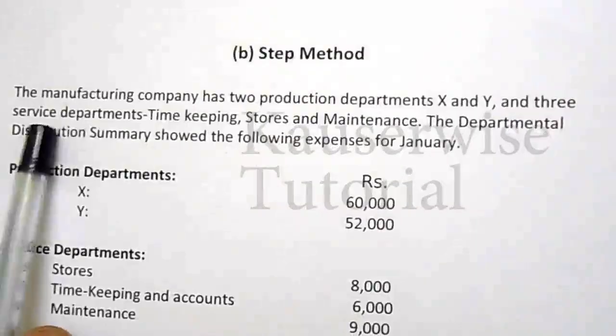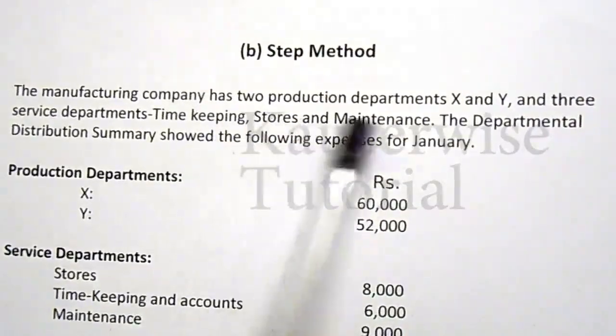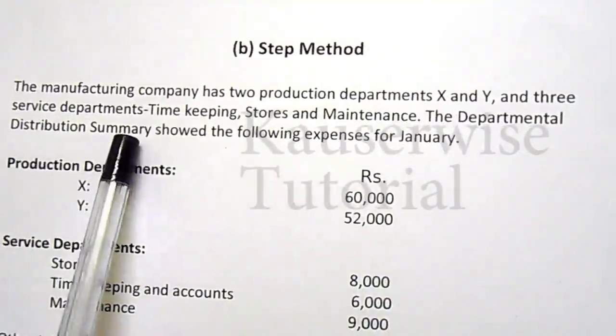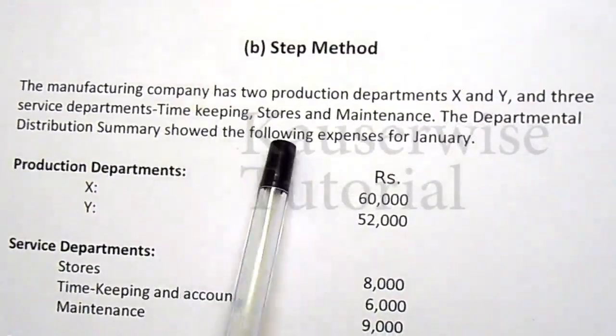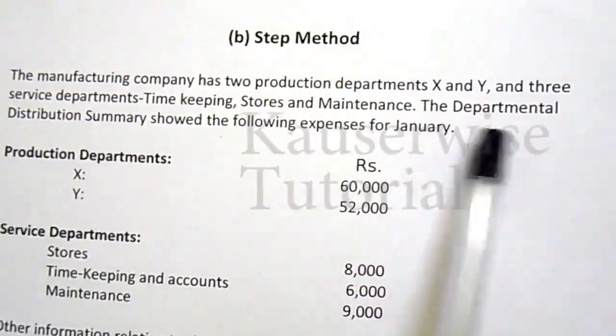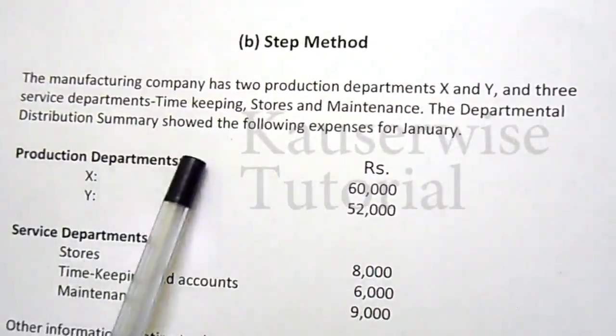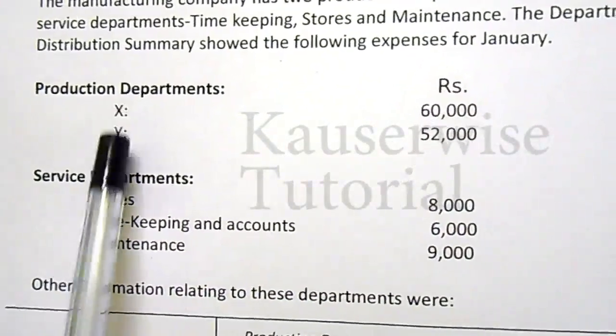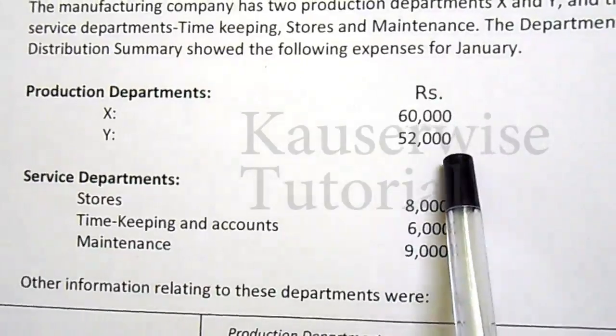Look at the problem. The manufacturing company has two production departments, X and Y, and three service departments, that is timekeeping, stores and maintenance. The departmental distribution summary showed the following expenses for January. For the production departments X and Y, 60,000 and 52,000.